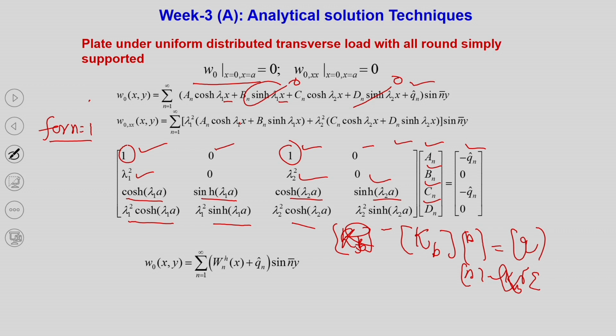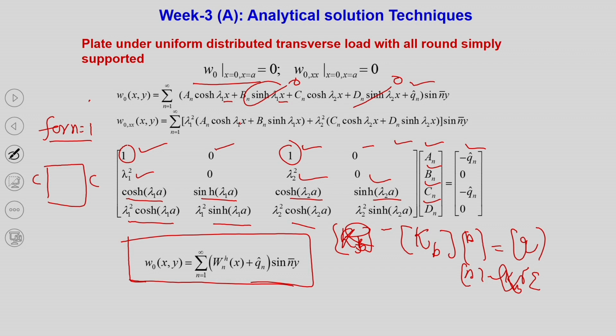So in some cases we can write directly. Now, if you change the boundary condition, instead of simply supported, you put clamped here and clamped here, then you are going to say at x equal to 0, my W naught is 0 and W naught comma x is 0.